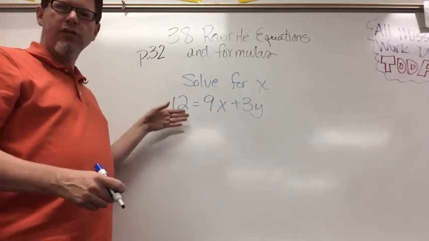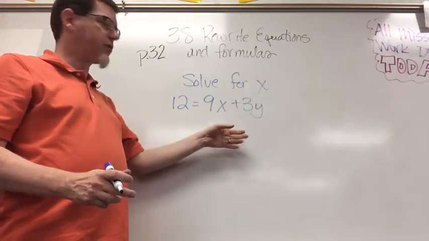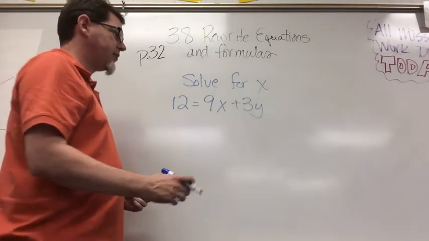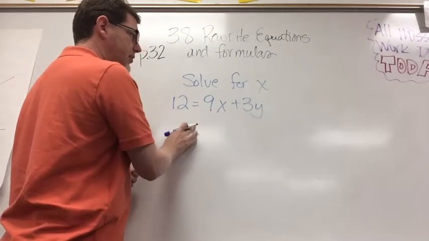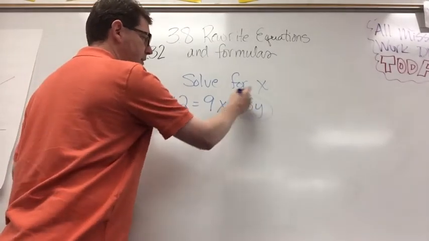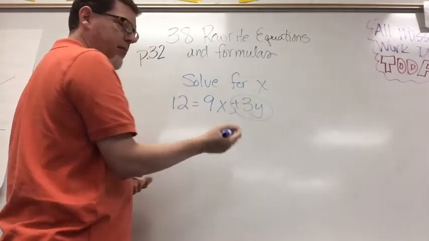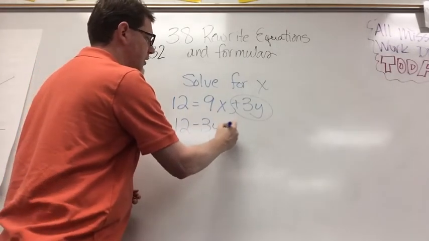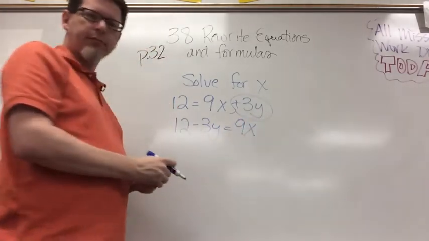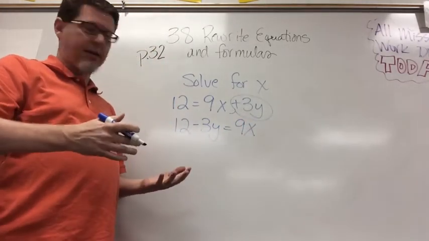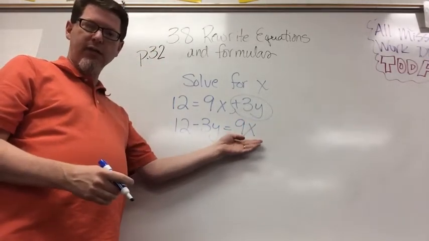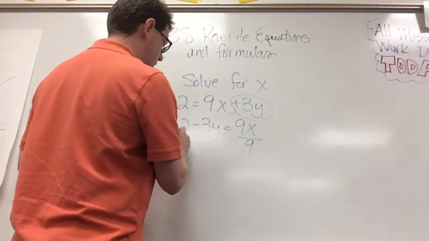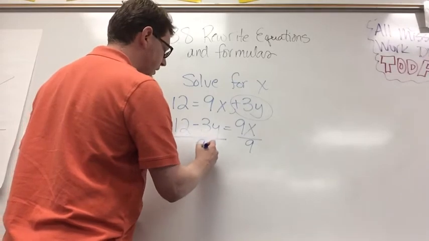So if I'm given the equation 12 equals 9x plus 3y, I need to get x all by itself. Well, the first thing I'm going to have to do is move the 3y to the other side. I know now it's positive, so when I move it to the other side, it's going to become negative. So that'll be 12 minus 3y equals 9x. Again, I need to get x by itself, so I have to divide both sides by 9. So I'm dividing this entire side by 9.